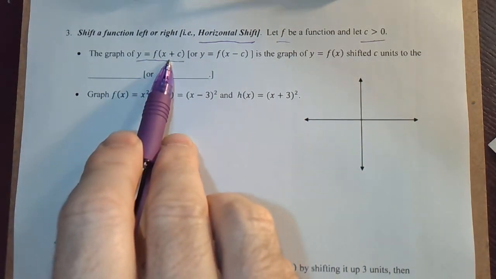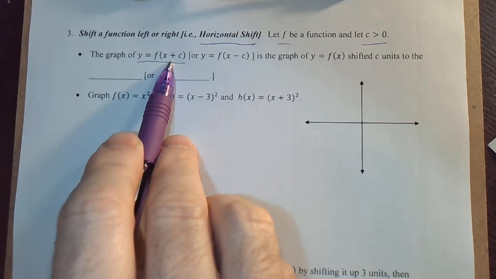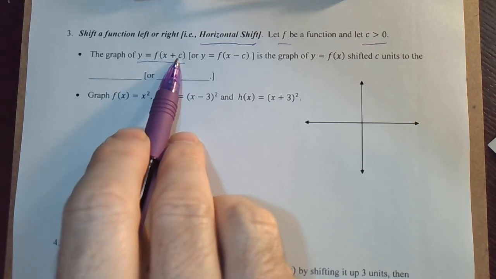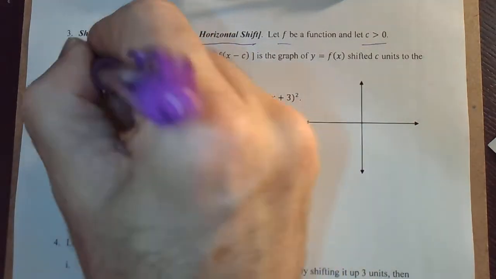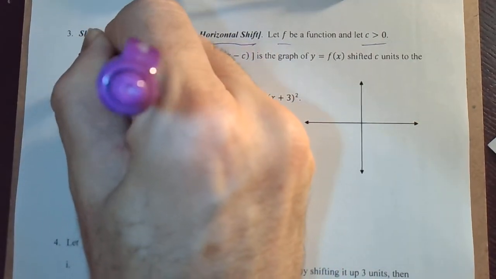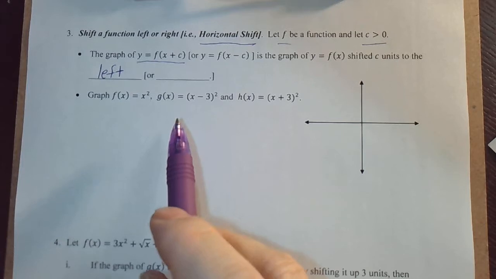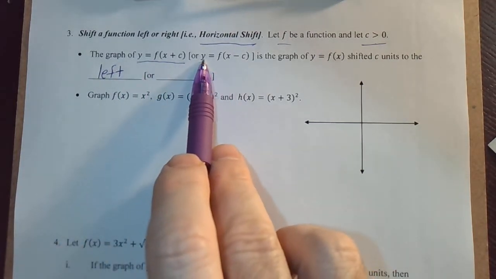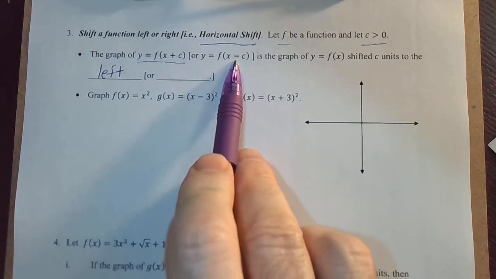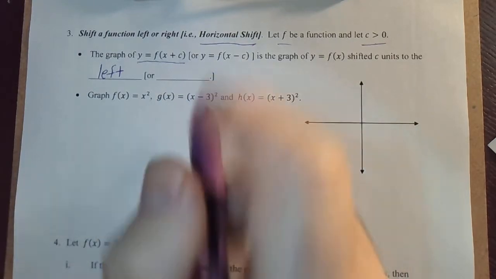Now this you'll need to memorize. Most students like to say, well, you're going to shift it right. But if you're adding a positive number here, you're shifting it left. Kind of the opposite of what you might expect. And then the graph of y equals f of x minus c shifts it to the right.